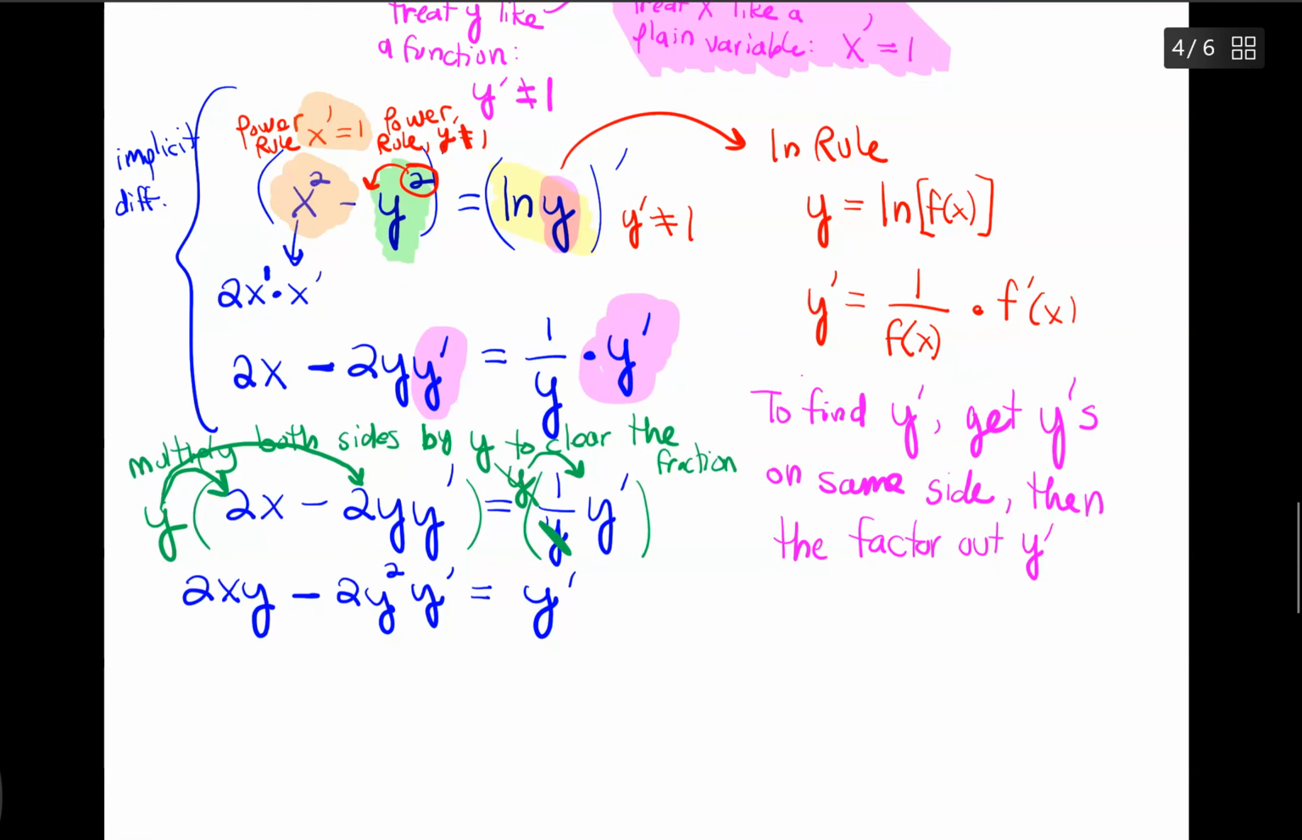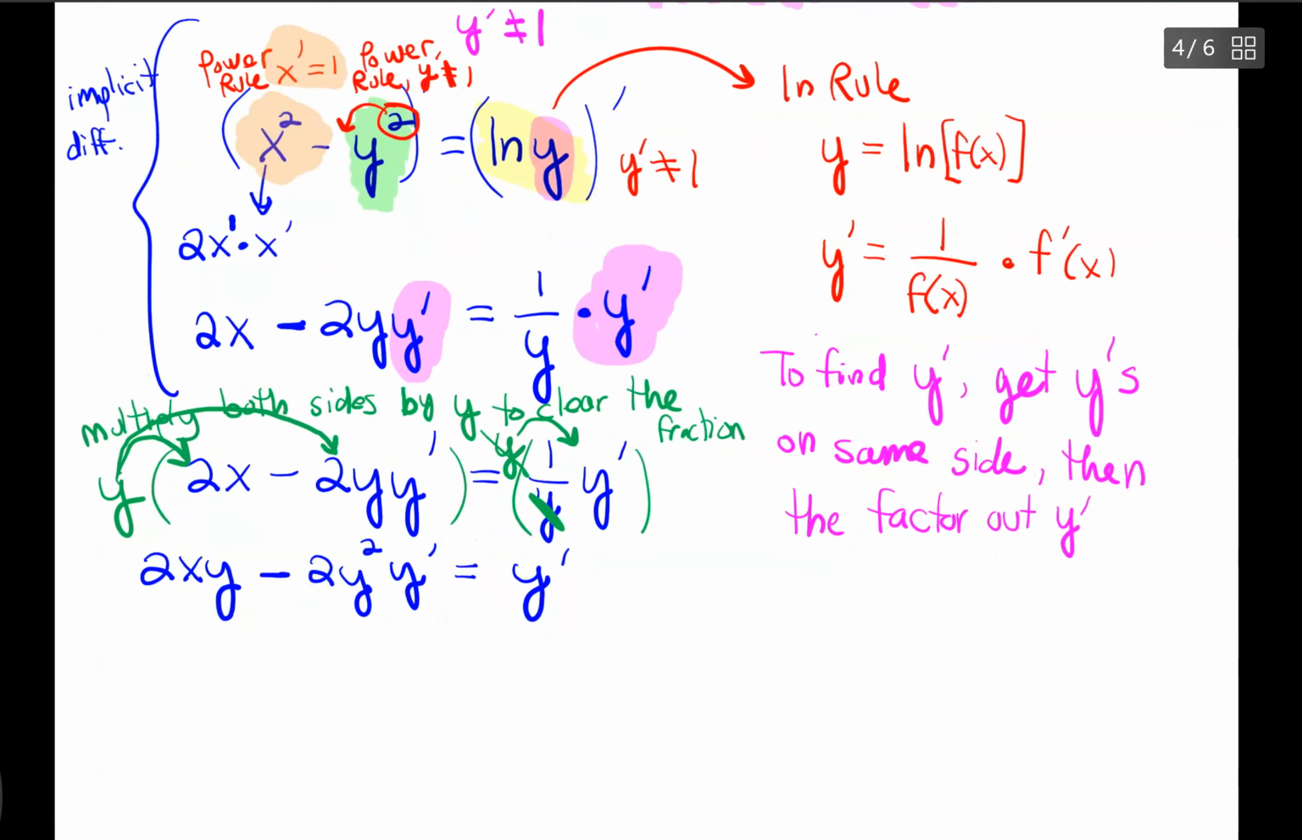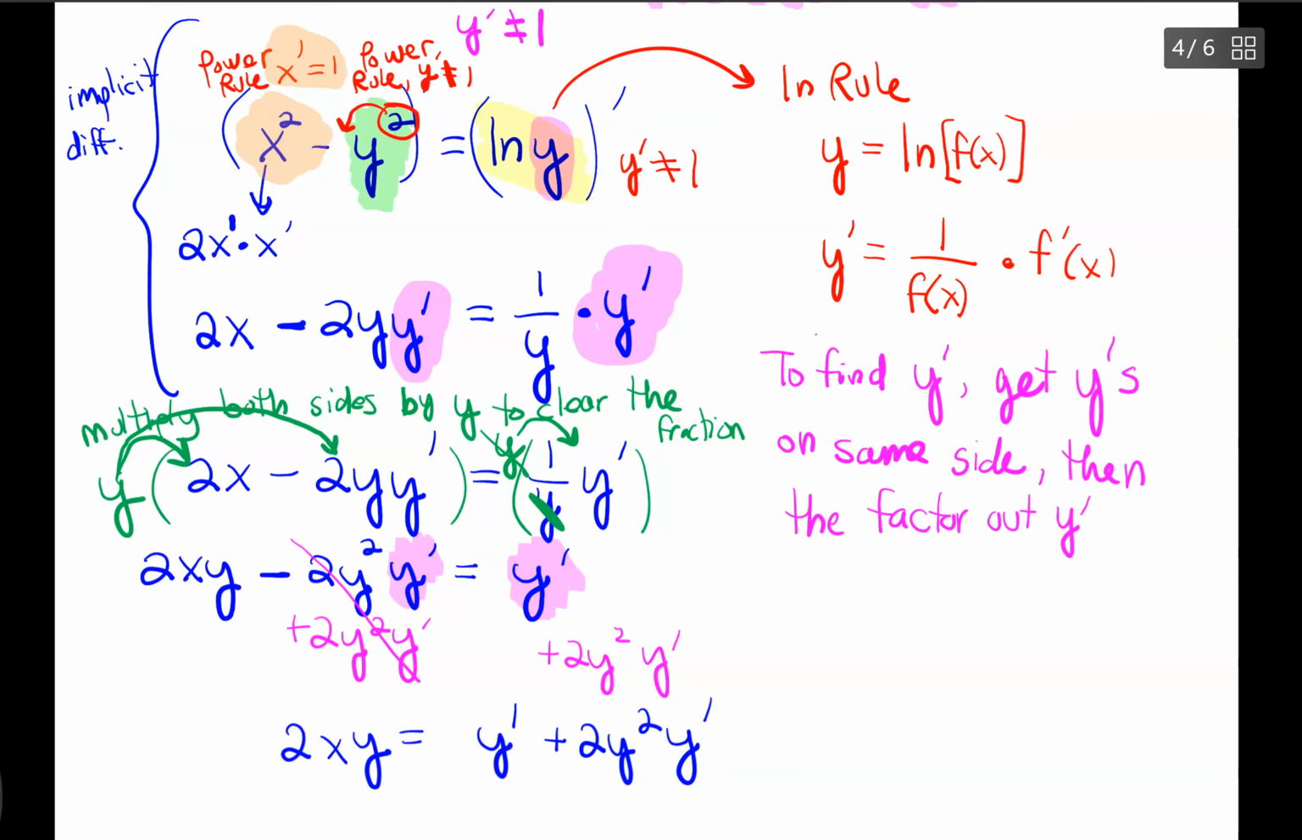So that was just algebra. Okay, so now we need to get the y primes on the same side. So let's go ahead and do that. I'm just going to add this term that has a y prime. So here's a y prime, here's a y prime. I'm just going to add it to both sides to get them on the same side. So 2xy is left on that side, and I'll get y prime plus 2y squared y prime.